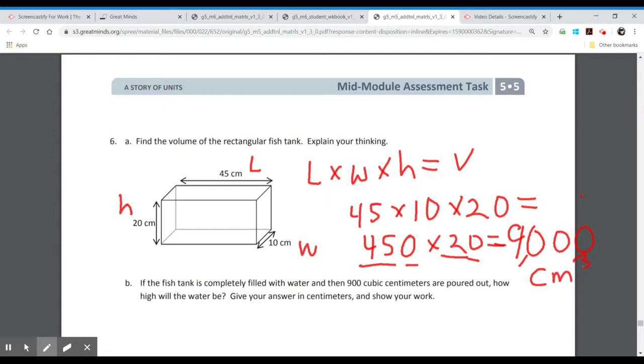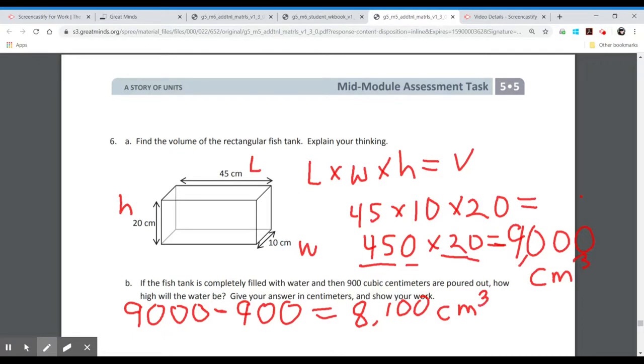So we start out with 9,000, which is when it's full. And we will subtract, because we're going to dump out water. We're going to dump out 900. And that will become 8,100 cubic centimeters. So we'll write cm cubed.